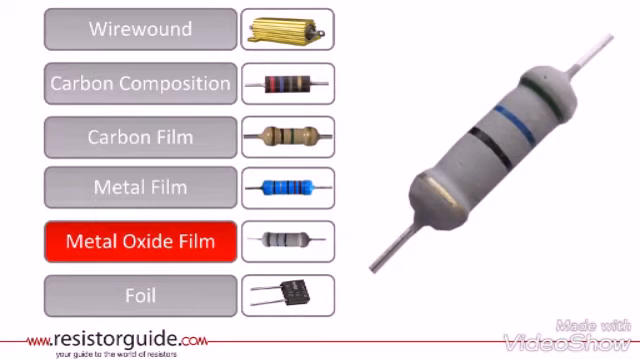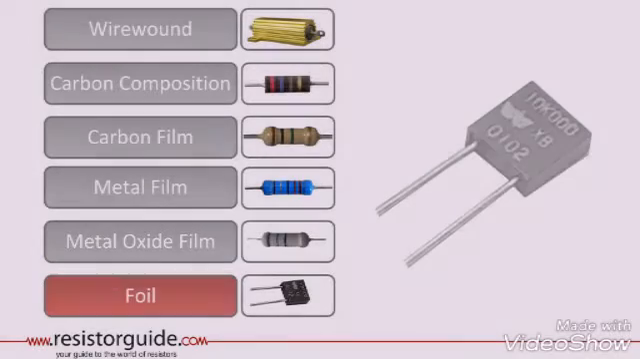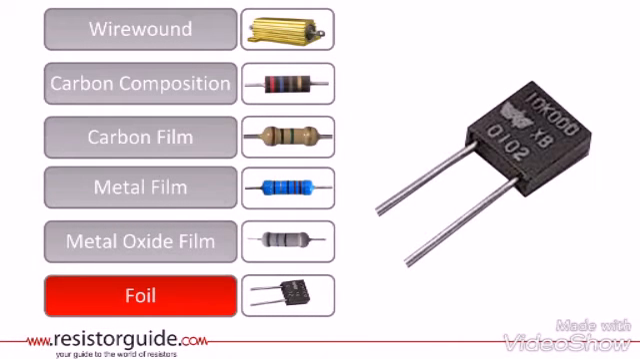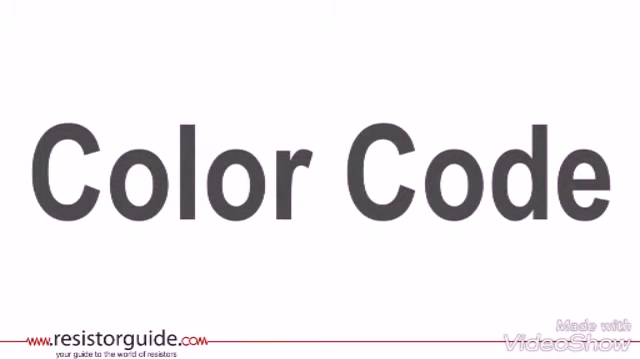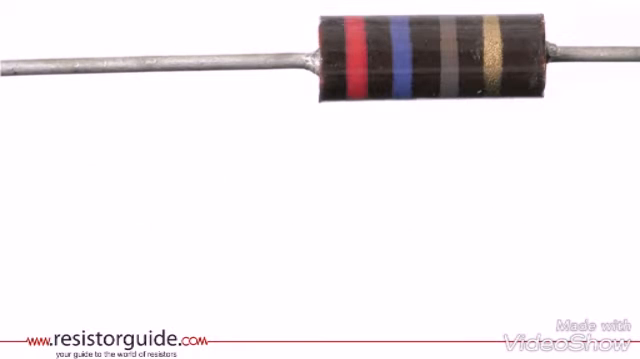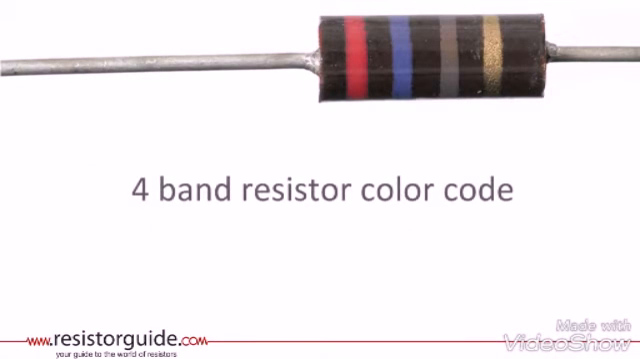Metal oxide film resistors are even more durable and have a higher temperature resistance and reliability than the metal film resistors. Foil resistors have a resistive element of a thin metallic foil of several micrometers thick. They have the highest available precision and stability today. Most axial leaded resistors have a marking with colored bands to indicate the resistance value and tolerance. This resistor is a carbon composition resistor with 4 color bands.